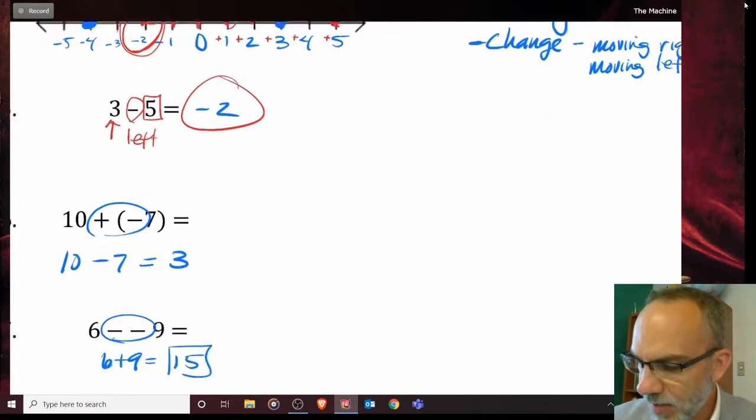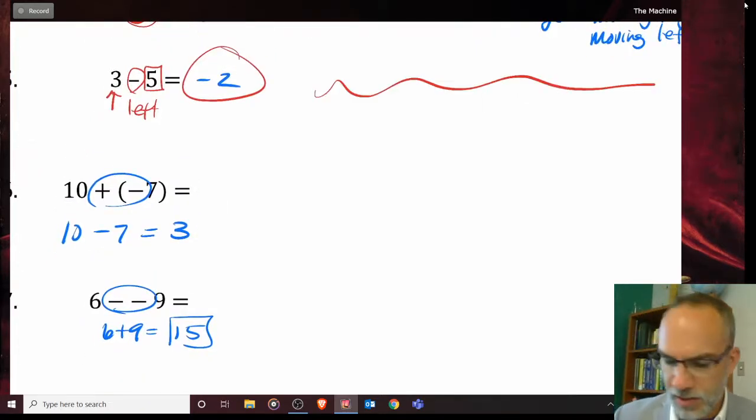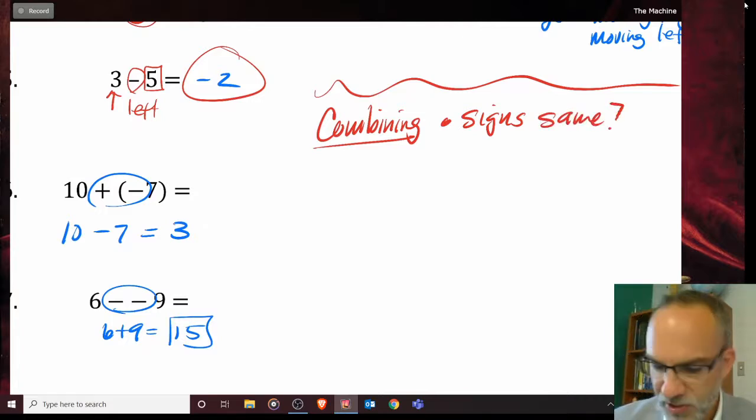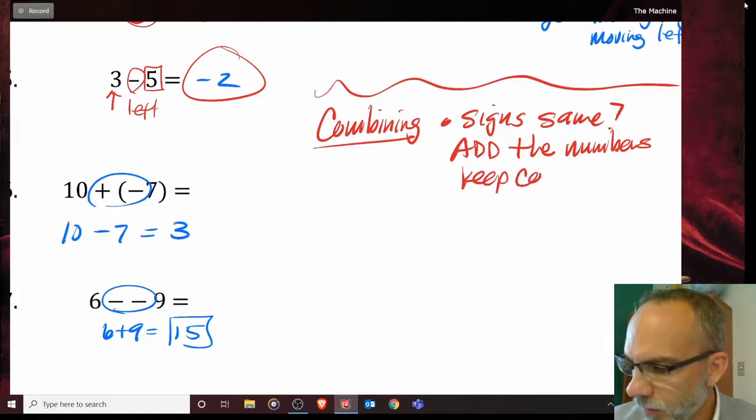Now let's talk about combining of signs. Let's make a break in here. Combining of signs. If you're doing signed numbers, there's lots of different ways people have learned this. This is the best way that I can do it. First thing, are the signs the same? If the signs are the same, what you do is you add the numbers and you keep the common sign.